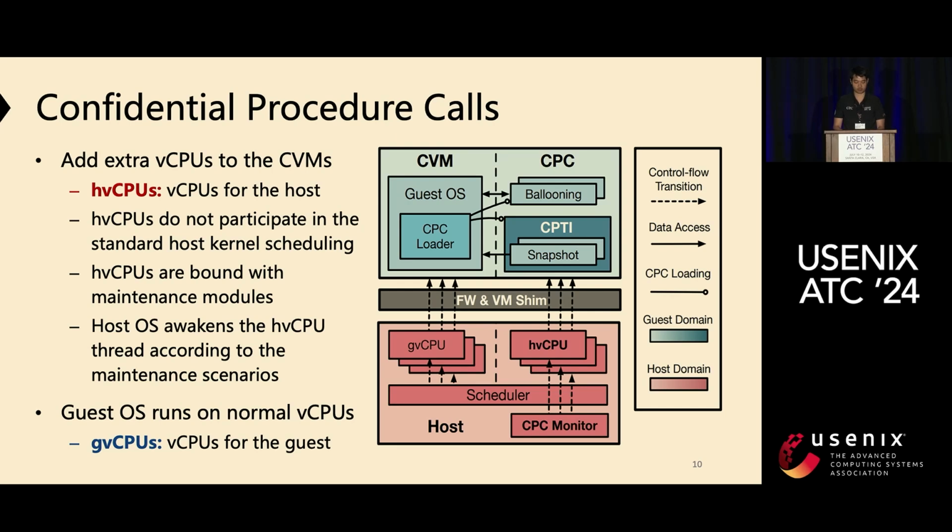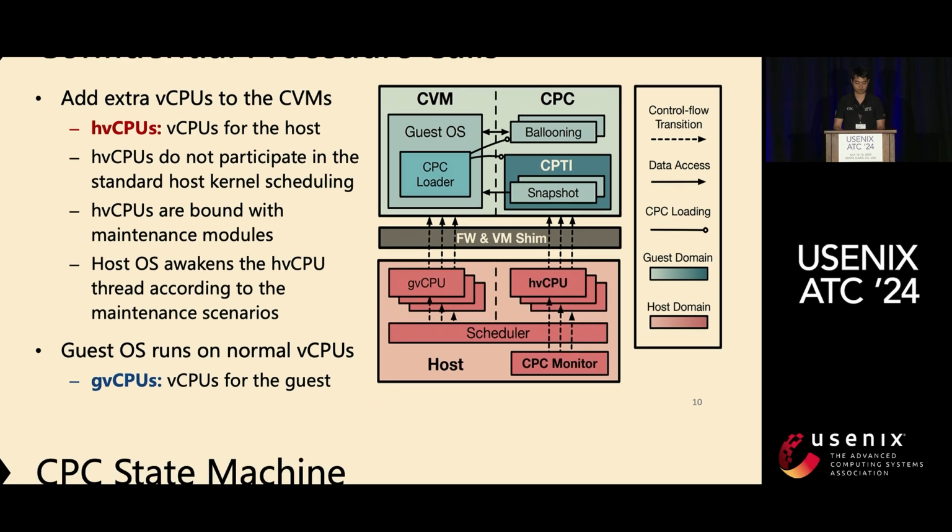CPCs introduce extra vCPU threads for the host, which we call HVCPUs. HVCPUs do not participate in the standard host thread scheduling, and they are bound with maintenance modules. The host can invoke maintenance functions agreed and trusted by the guest by simply awakening and scheduling HVCPU threads.